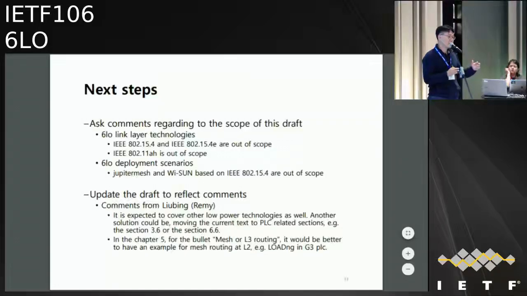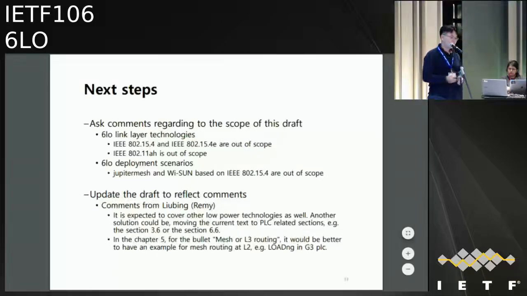To narrow down the scope, we delete IEEE 802.15.4e and IEEE 802.15.4, and also the 6LoWPAN deployment scenarios, for example, for Wi-SUN, mesh and others. So that's the result. We have only two 6LoWPAN deployment scenarios that are based on PLC.